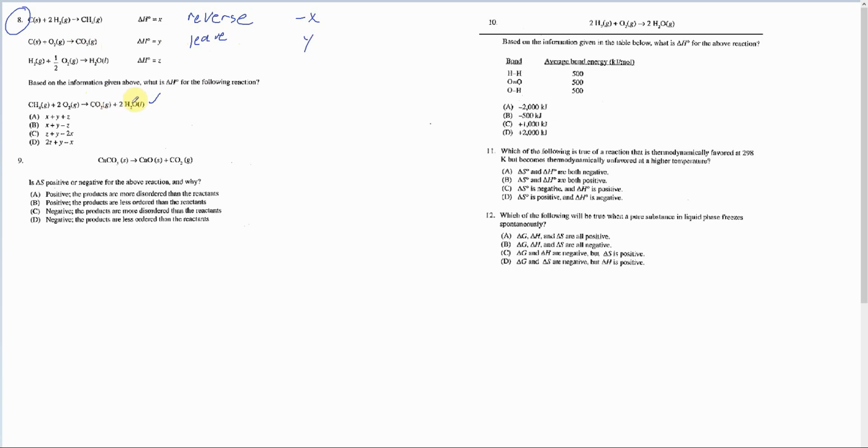And then water is in the third reaction. It is on the correct side. It's a product, just like it should be. But we need this to be 2. So everything in here has to be doubled. And so for this one, we're going to double it. And that's going to remind us that delta H is now 2Z instead.